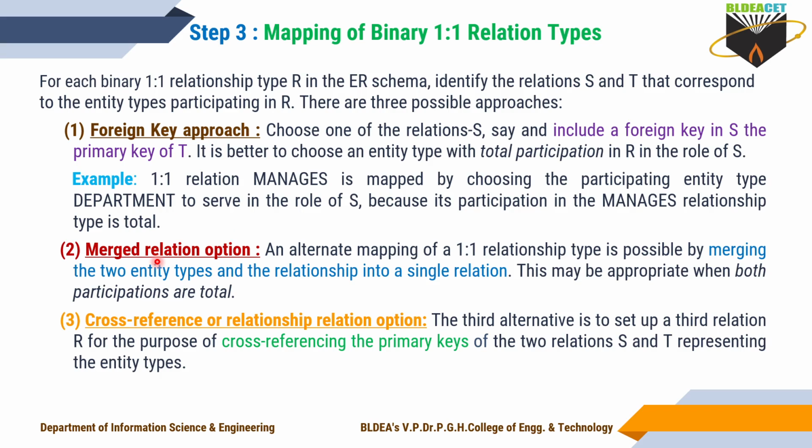One more approach is the merged relation option. In the merged relation option, you merge the two entity types and their relationship into a single relation. You can merge both relations as a single relation, so S and T you can merge as a new relation R. That concept we call the merged relation option.